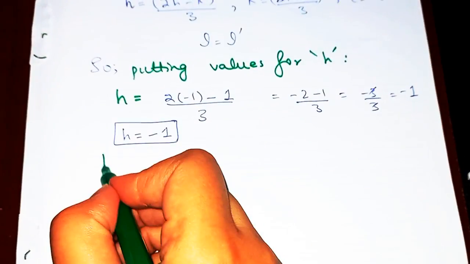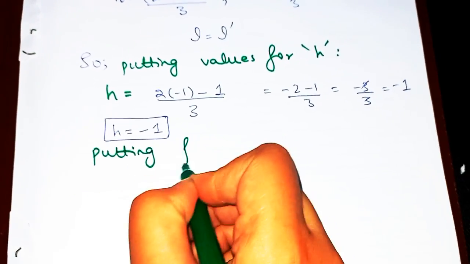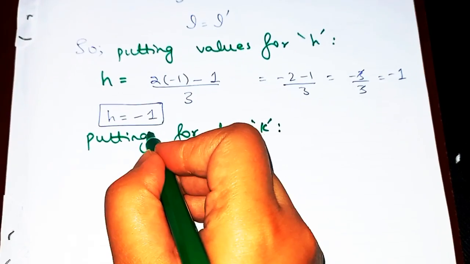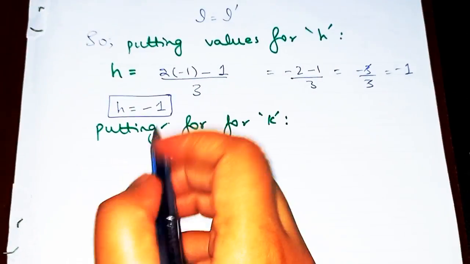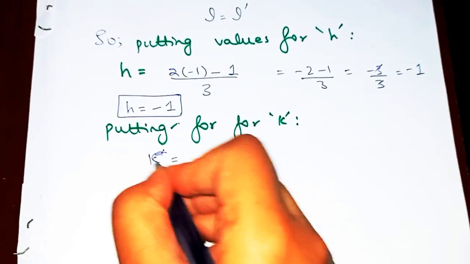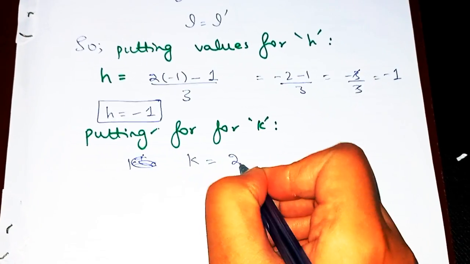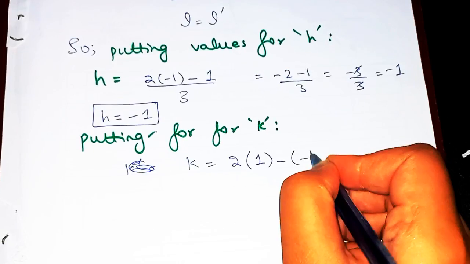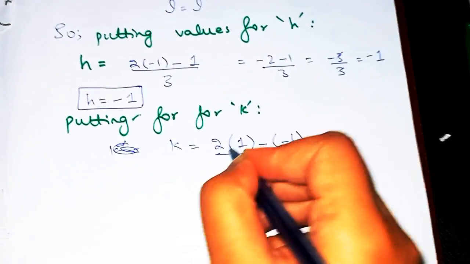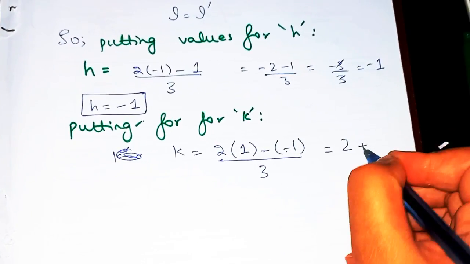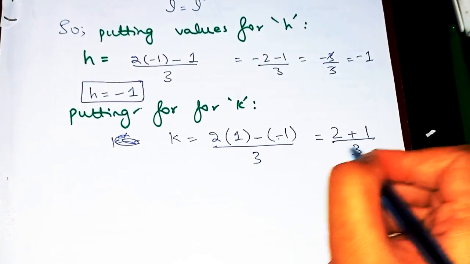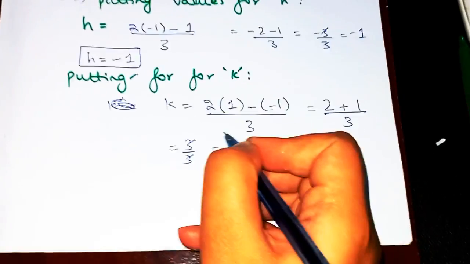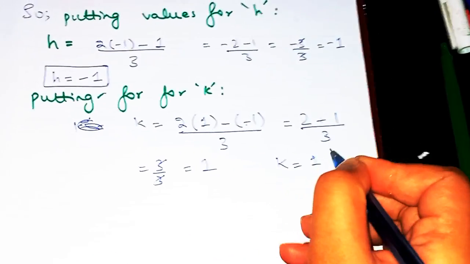Next, putting values for k. So k equals 2 times k prime, which is 1, minus h prime, which is minus 1, divided by 3. So 2 ones are 2, minus minus is plus 1, divided by 3. 2 plus 1 is 3. So 3 divided by 3. 3 cancels out and it's 1 at the end. And we got k equals 1.